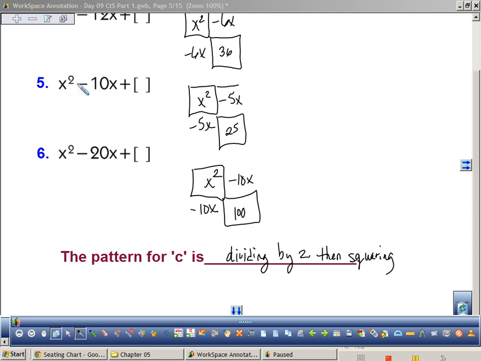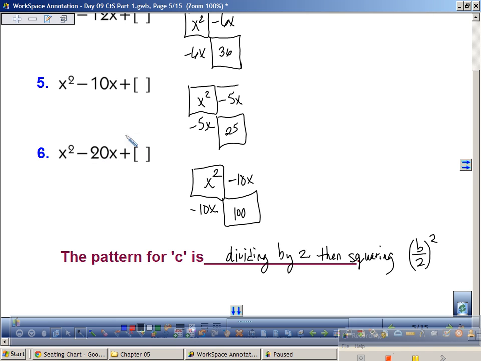The whole point in this exercise is that you should never have to remember that it's b divided by 2 squared. You should be able to visualize the fact that you're splitting it in half and squaring it.